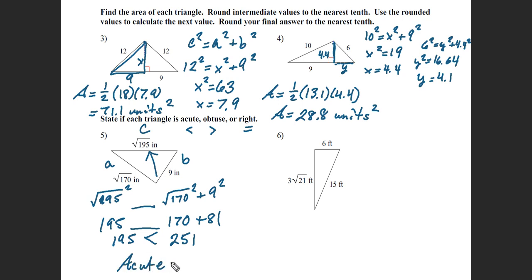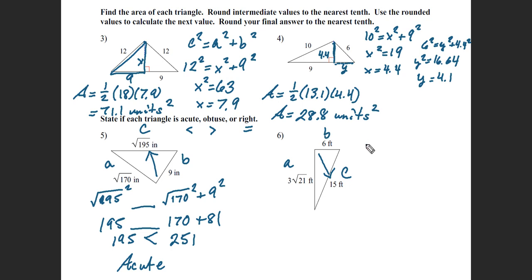Now if we take a look at 6, we're going to do the same thing. All right, here is our value of c. If it's not apparent what the value of c is, we just have to find the longest side. So figure out what these are, and the longest side is going to be what you call C. And then you could call the others A and B.